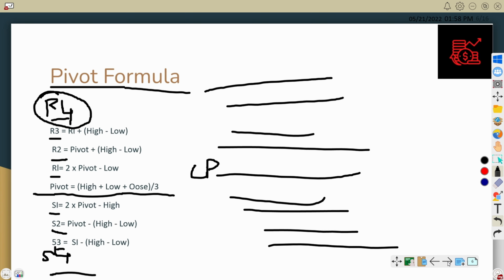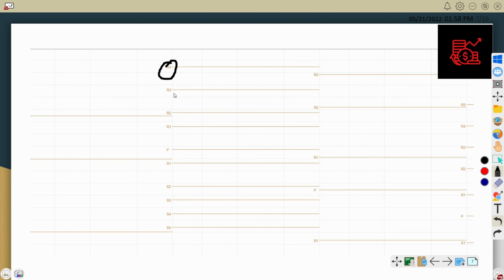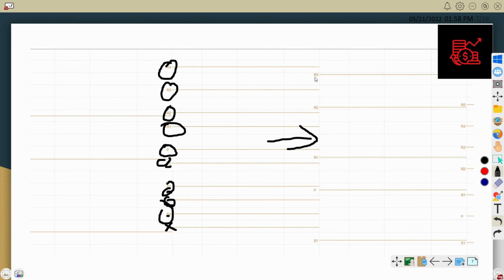If you're looking at the example, it looks like this. We have your R4, R3, R2, R1, then the central pivot, then your S1, S2, S3, S4. I don't use S5; I use till S4. You can see the next day we also have your R3, R2, R1, central pivot, S1, S2, S3. So alone you cannot trade pivots. You need another indicator, that is the CPR.